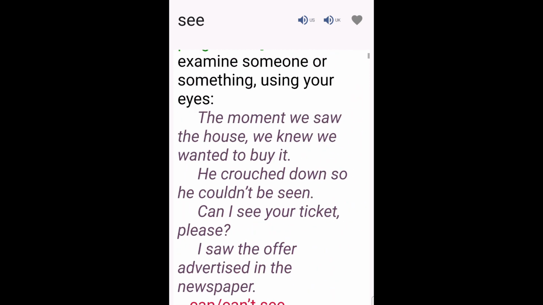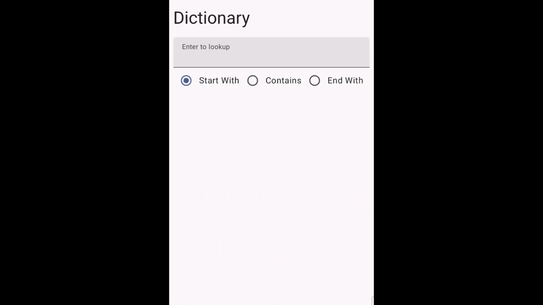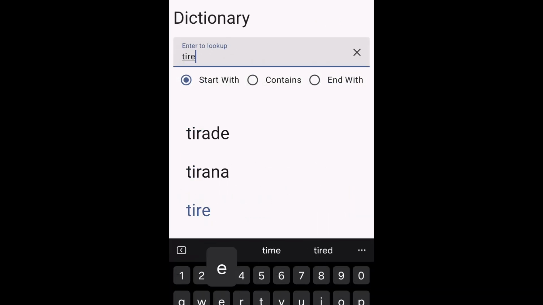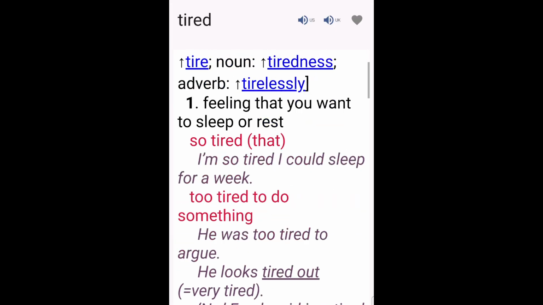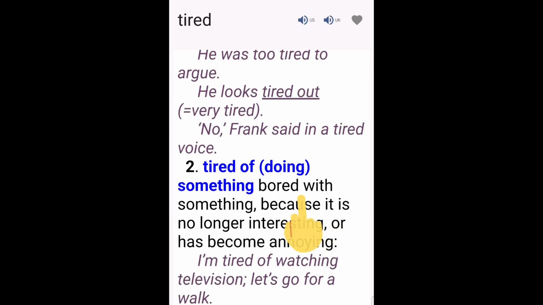Another example, the adjective tired. Its structure is tired of doing something. I'm tired of watching TV. I'm tired of going to school. Checking a word structure helps students form correct sentences, expand their ideas, and sound more advanced in English.